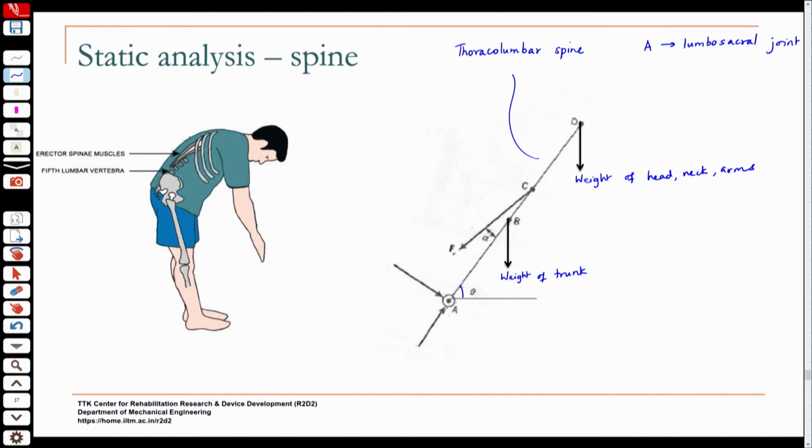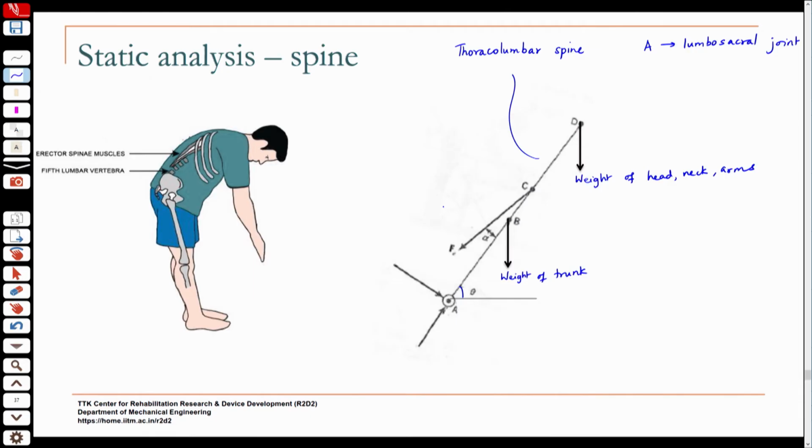And the muscle that is acting. So, what kind of muscles are these? The erector spinae, or essentially these are extensor muscles for the trunk. So, FM could be the erector spinae and perhaps some additional muscles. Extensor muscles, we are clubbing them all into one, extensor muscles of the trunk.